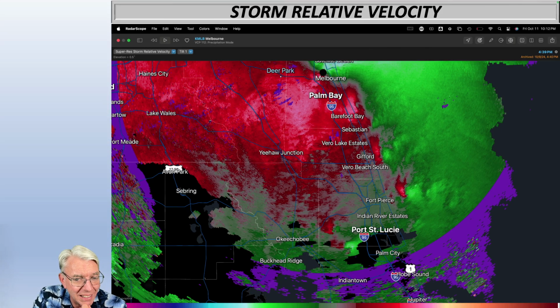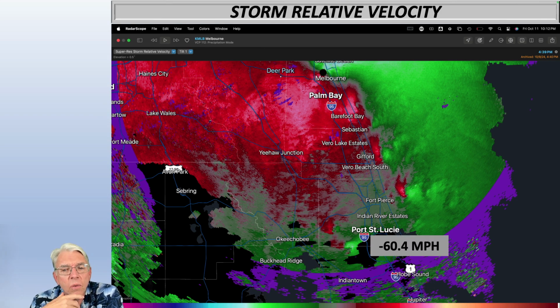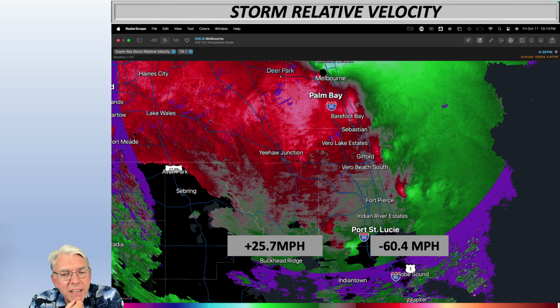Okay, let's go to this next product here, which is called storm relative velocity, where the movement of the storm is subtracted out from the winds that the radar is actually detecting. So we had a minus 107 and a minus 20, right? Well, now that minus 107 became a minus 60, and the minus 20 became a plus 25.7. And now we've got greens next to red showing rotation.